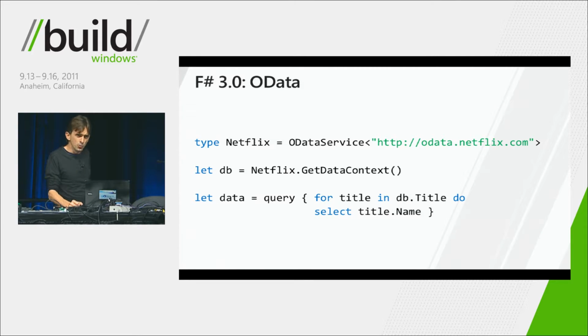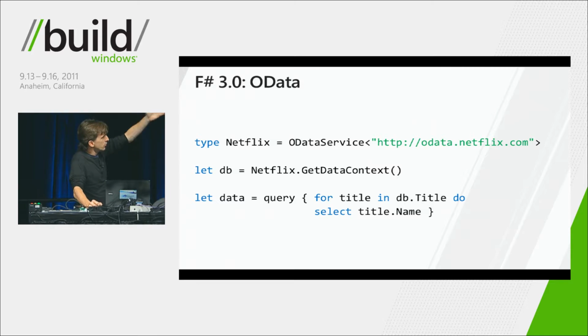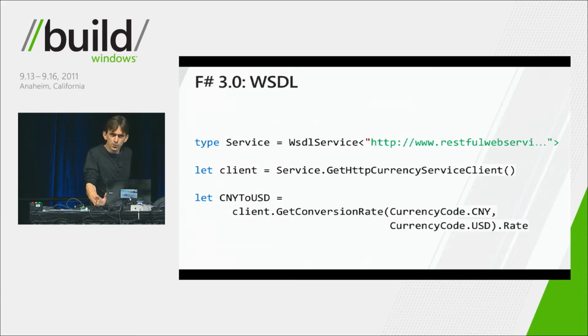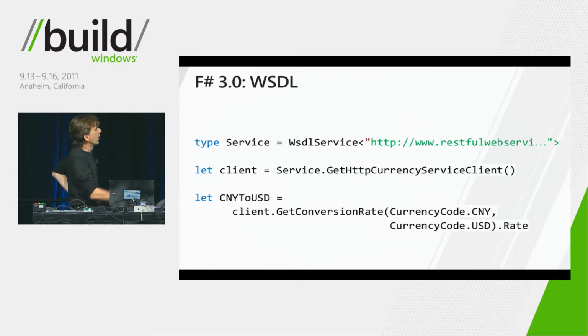Similarly, when we use OData, again, you just give your URL, which is the URL for the OData service, and that creates the types for the OData service, and you can get a data context, very similar you'll see, and then for each of the titles, for instance in Netflix, you can select the name of the title in a LINQ query. And finally, just to say you can do WSDL services as well.